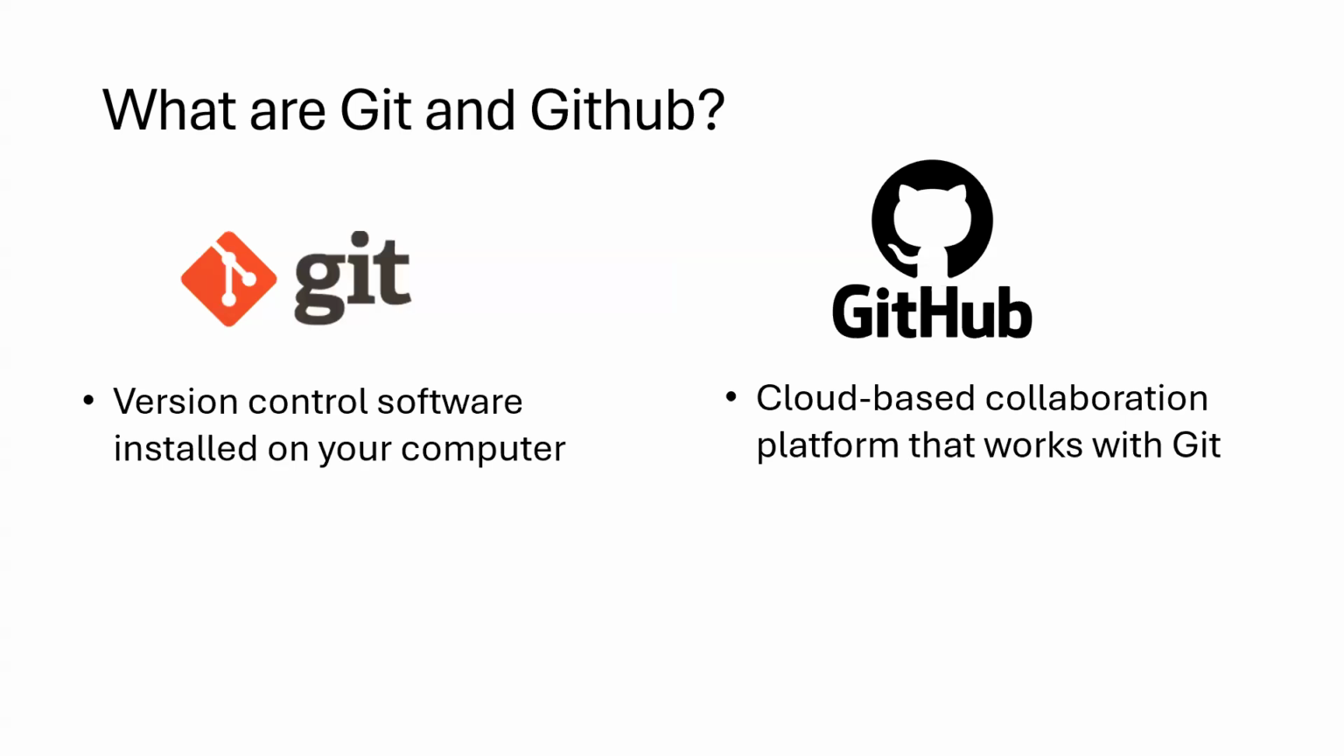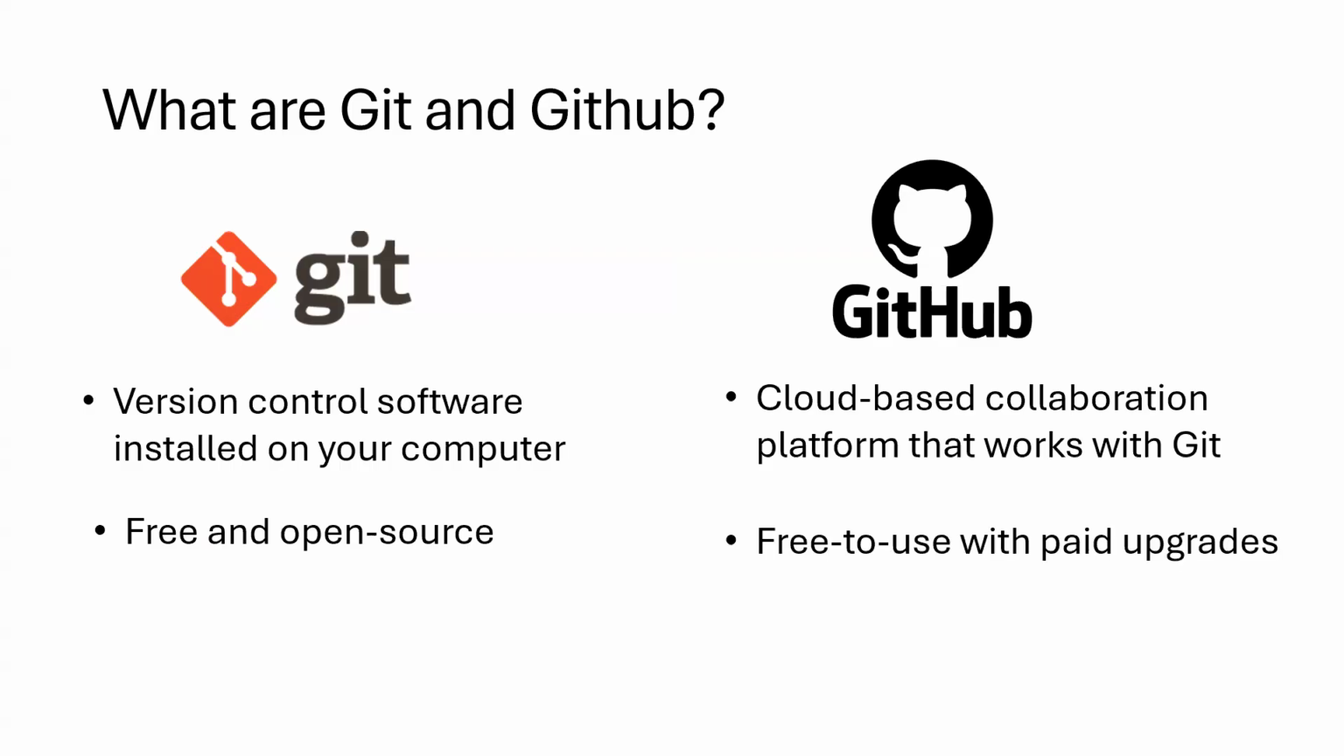But GitHub also has a lot of tools for helping collaborative workflows that are independent of Git, including tools for making websites and publishing your code. And so they are really helpful to use together. Git is a free open source software similar to R. GitHub is free to use, but it's not open source. It has paid upgrades available depending on your needs. But for this course and probably most of your research career, you probably won't need any of the paid options.